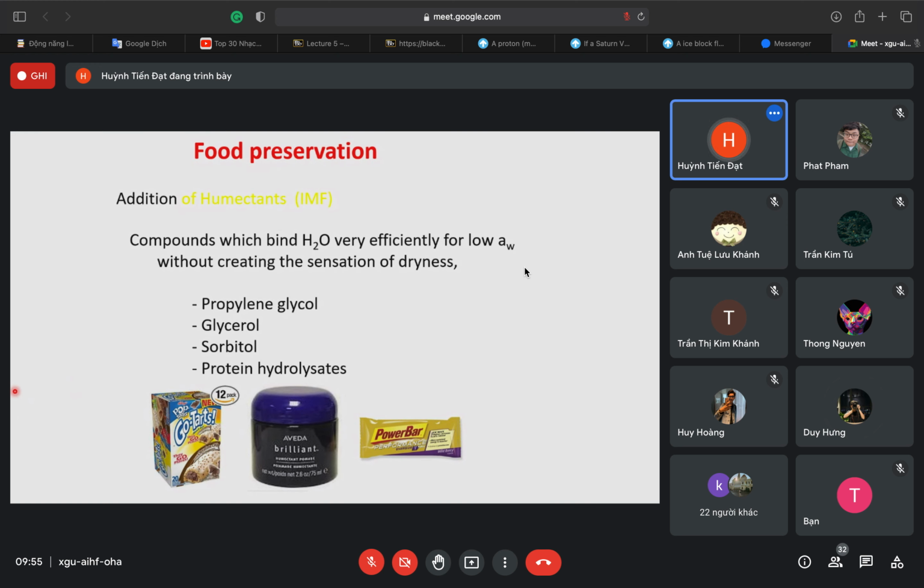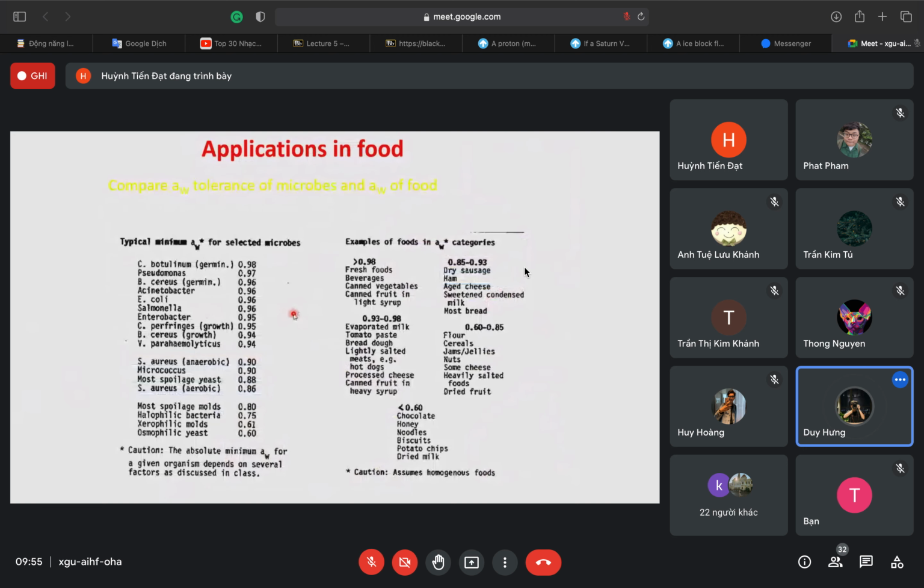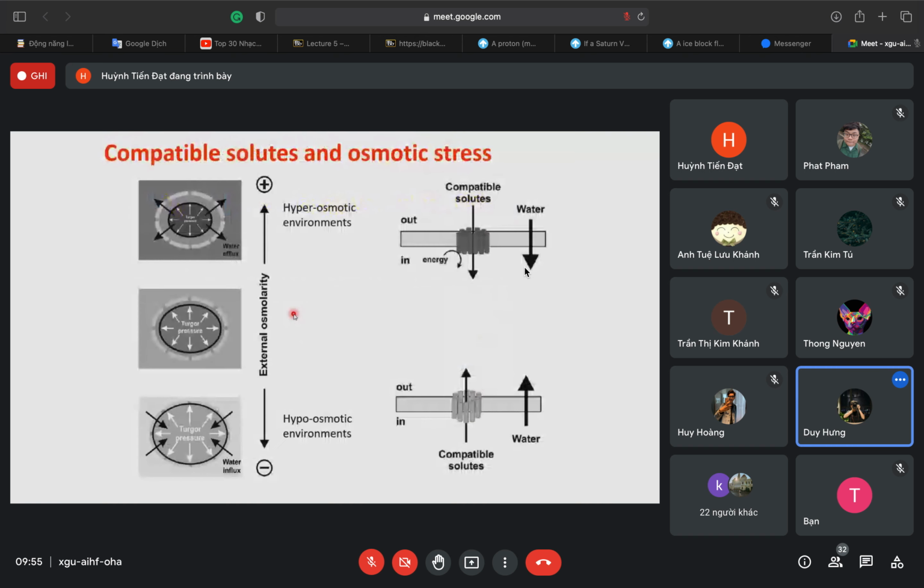Could you please explain again the compatible solute and osmotic strength? I didn't catch it. Here, this line, you mean? Yes, sir. Okay. So the compatible solute means that they can freely go inside and outside of the cell. Compatible solute means we assist the growth of the bacteria or the beneficial microorganism. That's why we need to accelerate their growth.